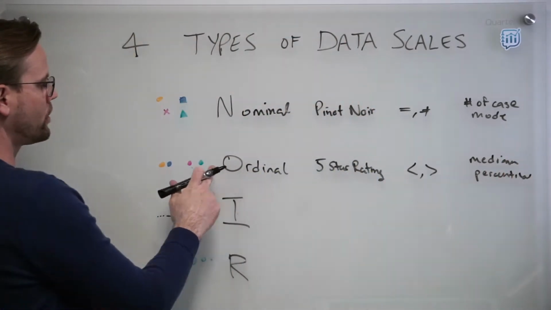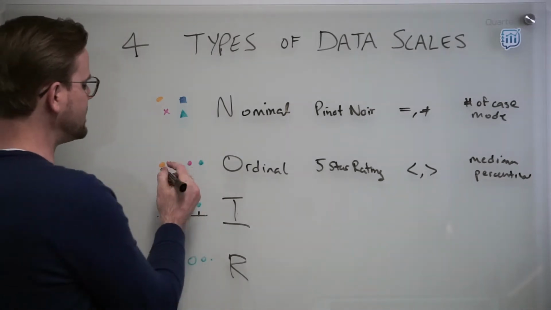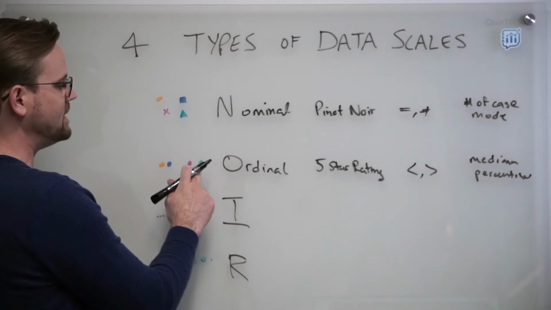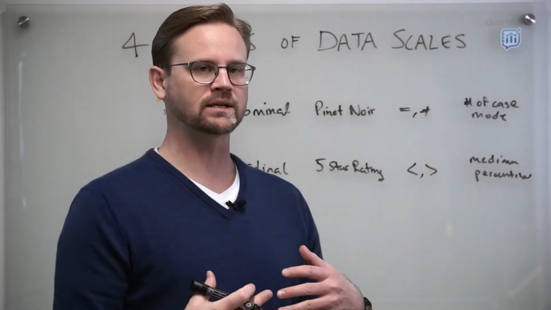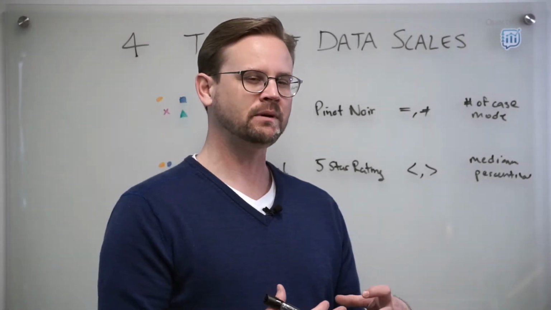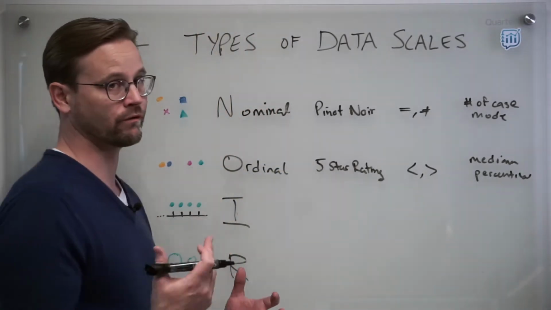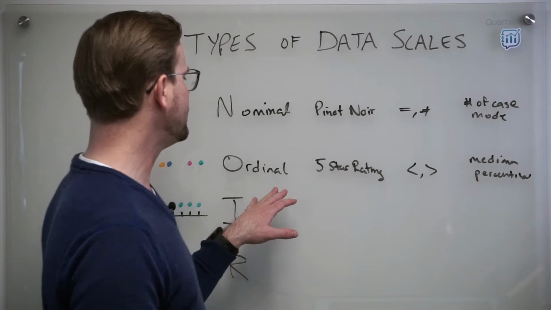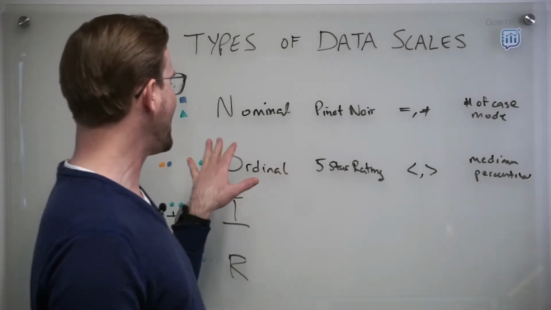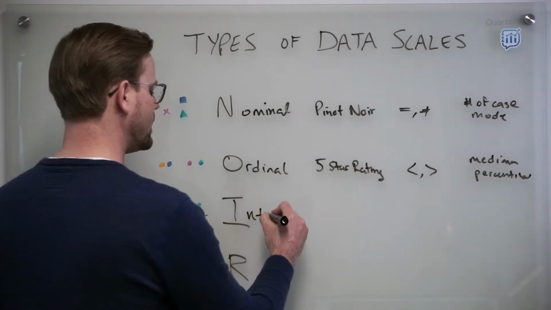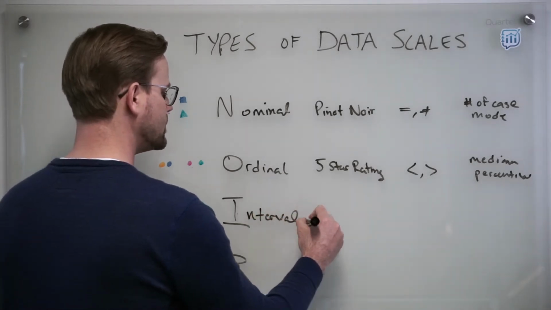But what's interesting about ordinal, as you can see from the symbols I drew here, is the distance between subsequent values in the scale might not be the same. So just because I go from a 1 to a 2, that doesn't mean the wine improves the same amount as if I were to go from a 3 to a 4 or a 4 to a 5. So in the case of ordinal, I have order, but not necessarily distance. Distance is what we get when we look at interval data scales.